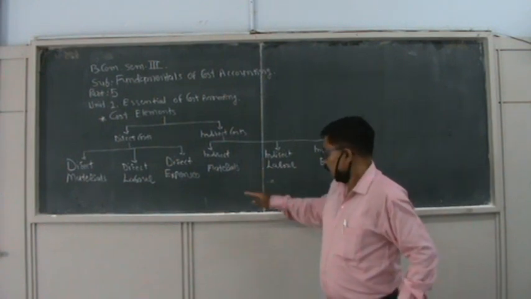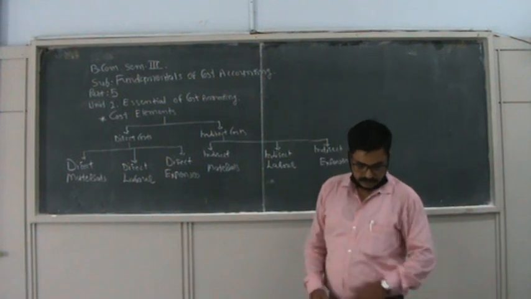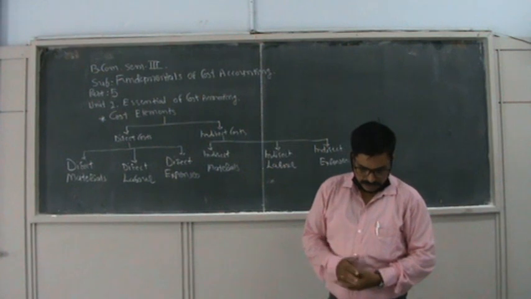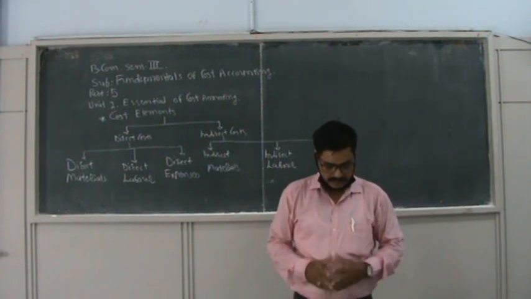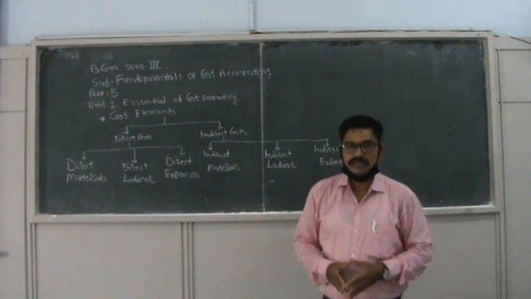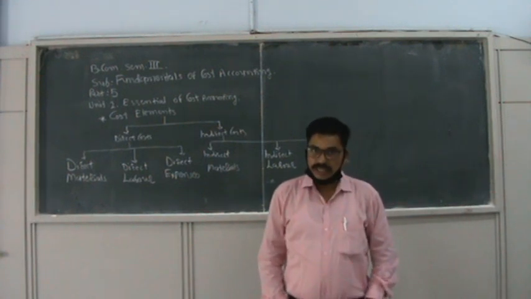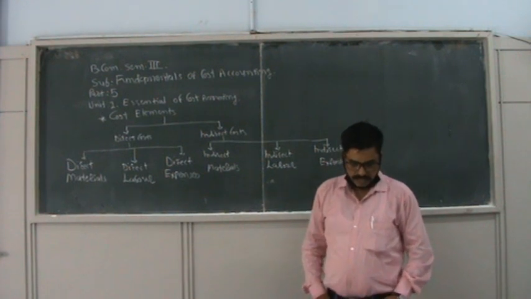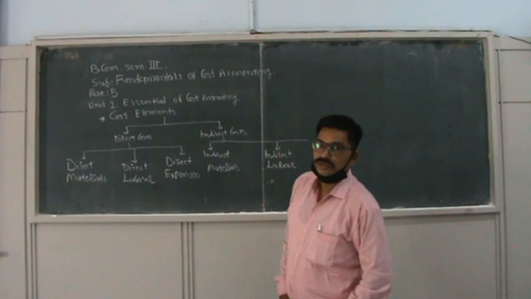Then the third content is direct expenses. Direct expenses mean all costs other than material and labor, which are termed as expenses. According to the definition given by CIMA UK, direct expenses are those expenses which can be identified with and allocated to a cost center and cost unit.